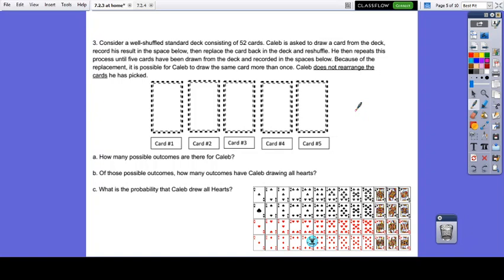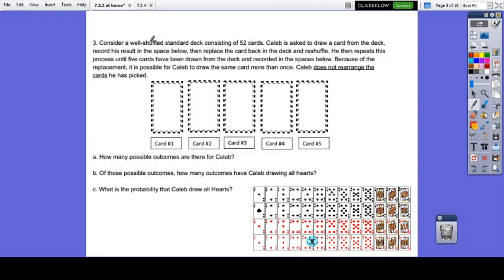I love cards. I don't know about you guys. I usually have some students that don't know their cards and some students that do. So this is where we're getting into the cards. You can see I put this down here kind of small just so I can refer to it as we're going through this problem. Okay, number 3, consider a well-shuffled standard deck consisting of 52 cards.